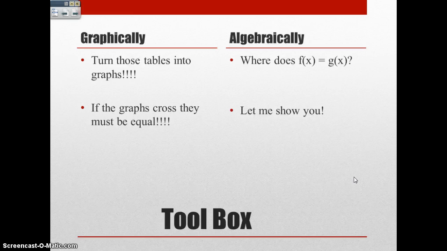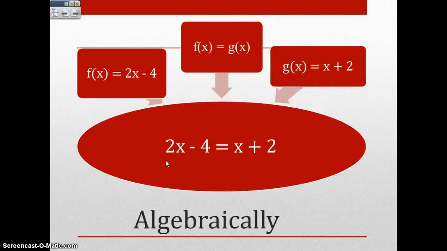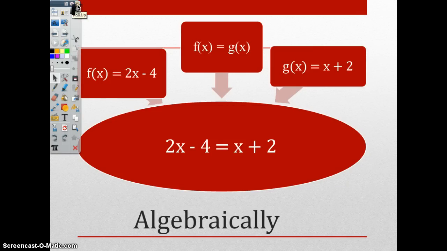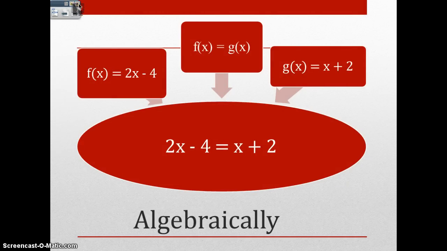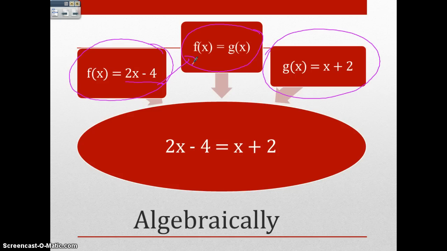Well, let me show you how we can do this. I can take the f of x function here, I can take the g of x function right here. I know that I'm looking for a point where they're equal to one another. Where does f of x equal g of x? By simply plugging in 2x minus 4 for f of x and plugging in x plus 2 for g of x, I can create an equation in one variable, a skill that we all have. We can solve these.